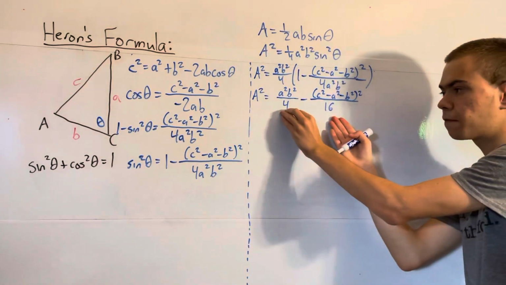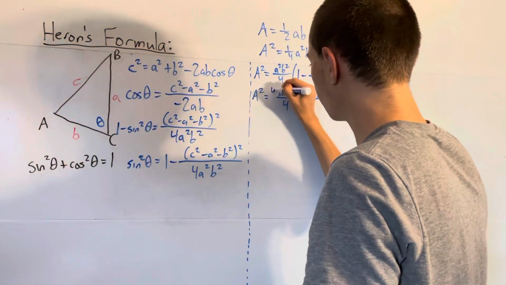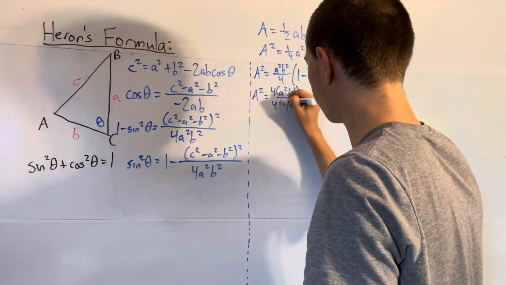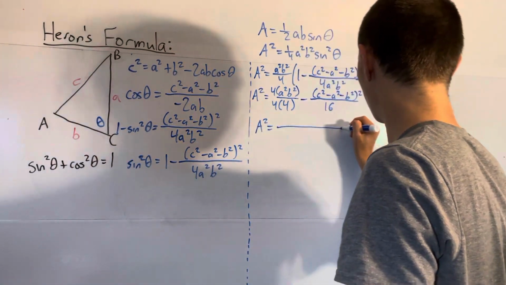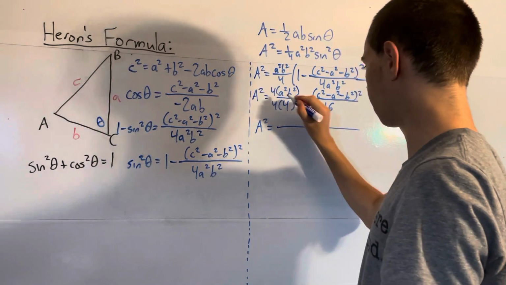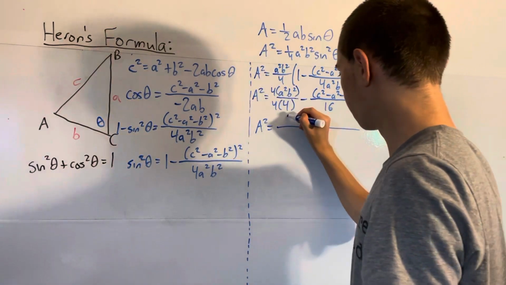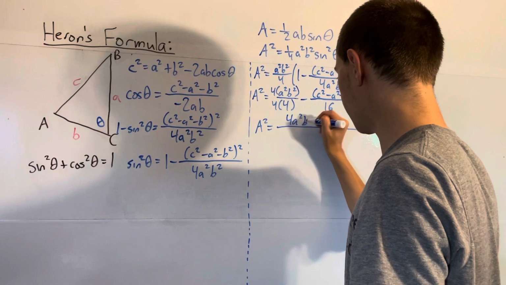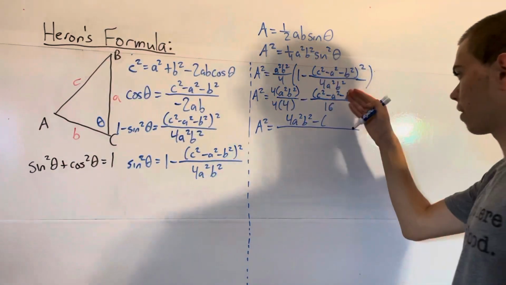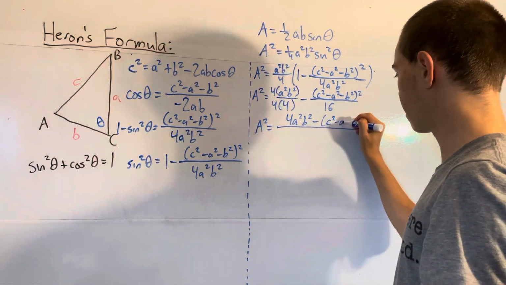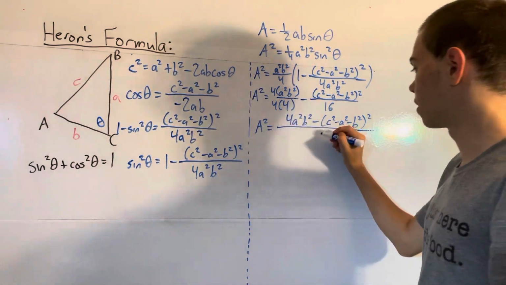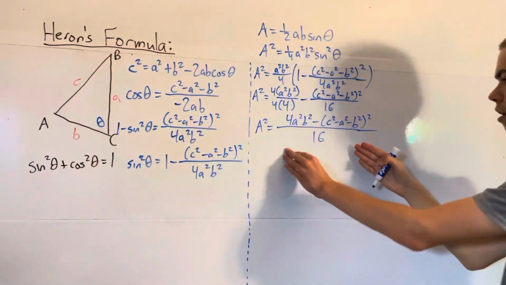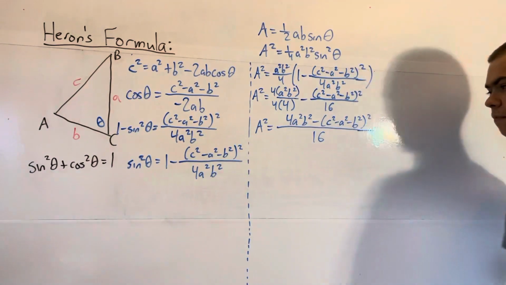We can combine these fractions by multiplying both the numerator and denominator right here by 4. And so when we combine those fractions together, we're going to get 4a squared b squared minus this part right here, c squared minus a squared minus b squared, squared, all over 16. So this right here is pretty much what we have.